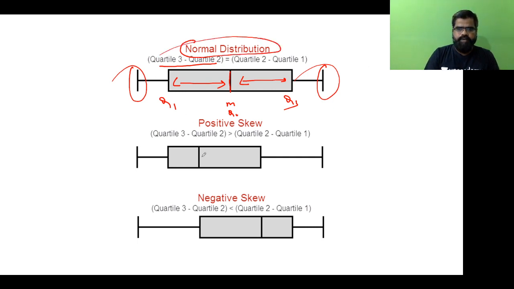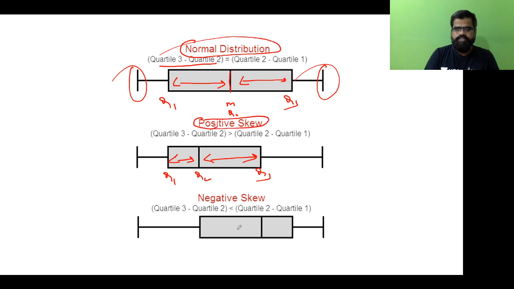Now come to the second one. Again, students, put Q1, Q2 and Q3. What do you see? This part of the graph is more than this part of the graph. So can I say Q3 minus Q2 is greater than Q2 minus Q1? So this part of the graph is greater than this part. If such a thing happens, this is called positive skew.